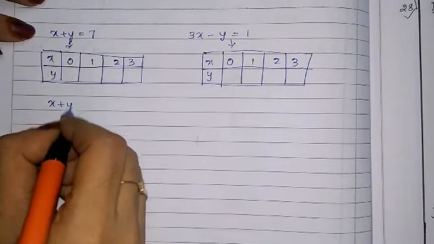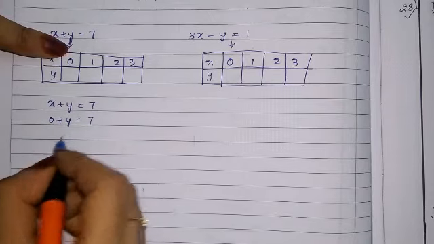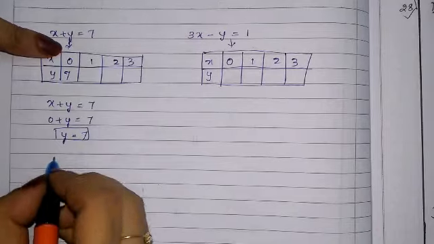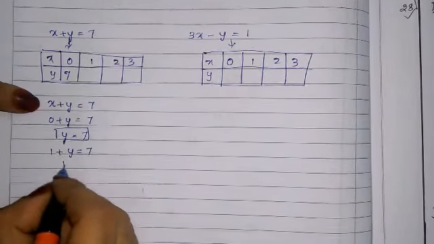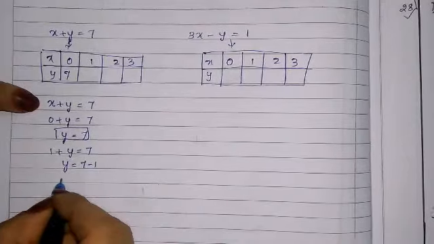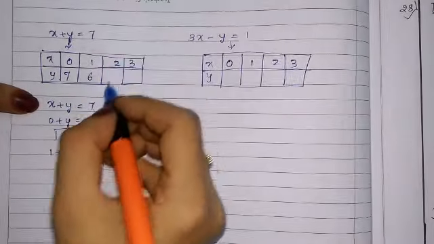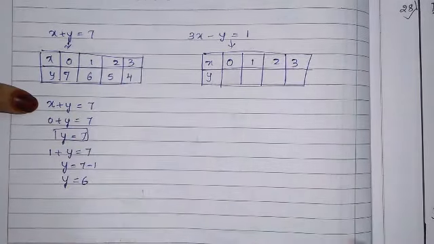x plus y is equal to 7. x value 0, plus y is equal to 7, y is equal to 7. So if x is 0, y is 7. Similarly, 1 plus y is equal to 7, y is equal to 7 minus 1, y is equal to 6. So 7 minus 2 is 5. 7 minus 3 is 4. Like that we will get.